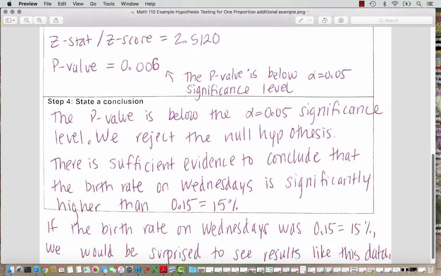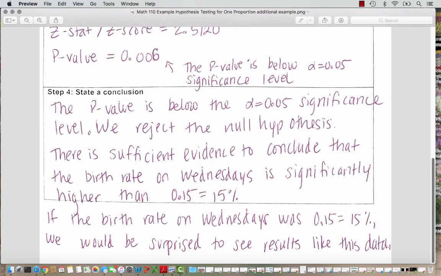Because the p-value is below the significance level, we are going to reject the null hypothesis. What that means in terms of this problem is that there is sufficient evidence to conclude that the birth rate on Wednesdays is significantly higher than 0.15 or 15%.